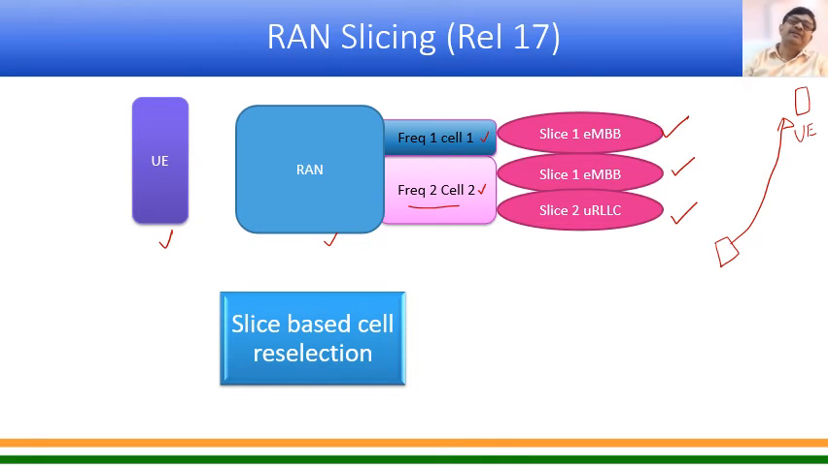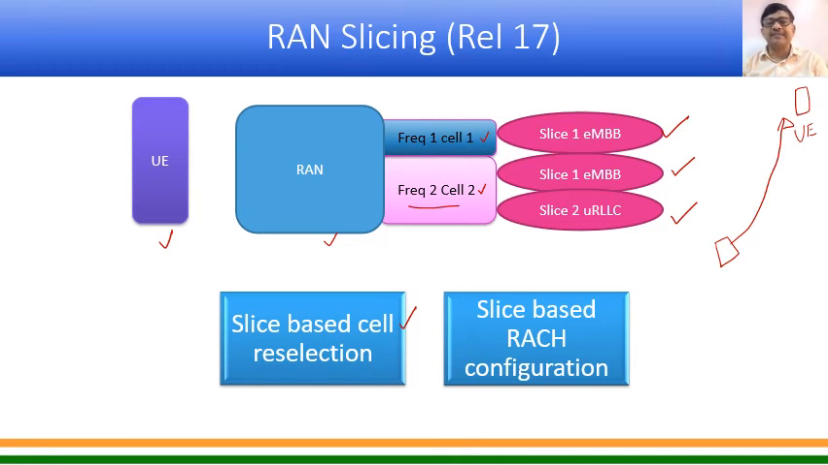So if a user is using slice 1 eMBB, it moves to cell 2, and cell 2 is supporting eMBB, so this handover would be possible. Suppose there is frequency 3, cell 3, where the eMBB slice is not supported, whereas the signal strength is much better, the handover may not be allowed. It may be said to go to the second best because you have the eMBB slice there. So the slice based cell reselection concept comes into it.